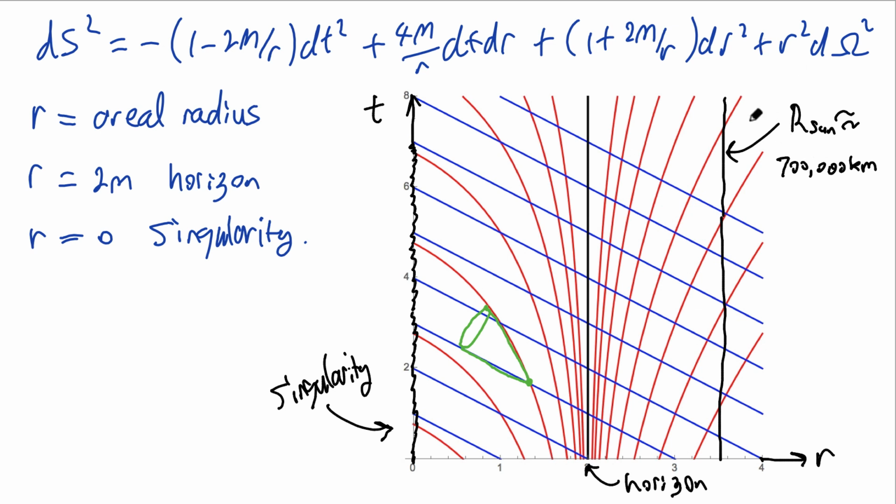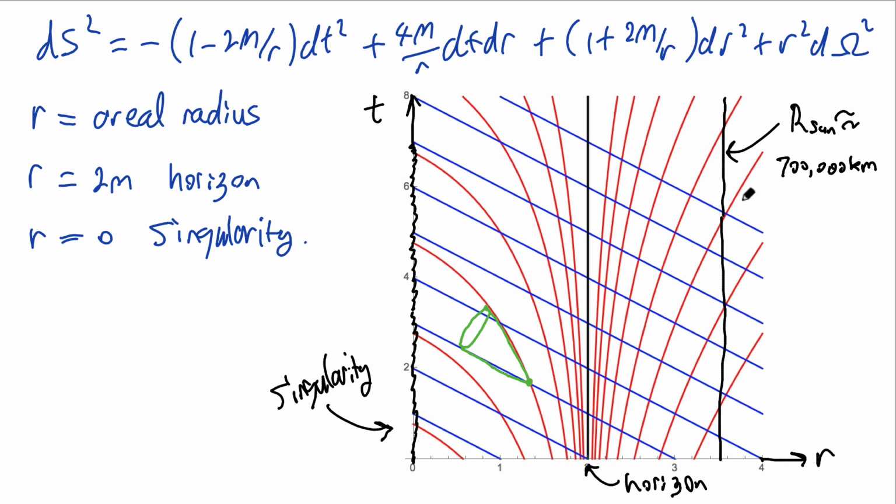So this metric applies to the region outside the surface of the sun, and inside the surface of the sun the metric is something else that depends on the details of the matter that the sun is made from. So for the sun we need to throw away this part of the diagram to the left of this heavy black line and replace it with something else.